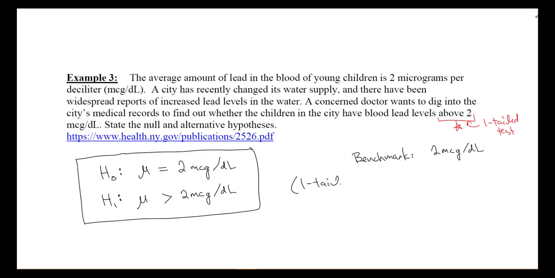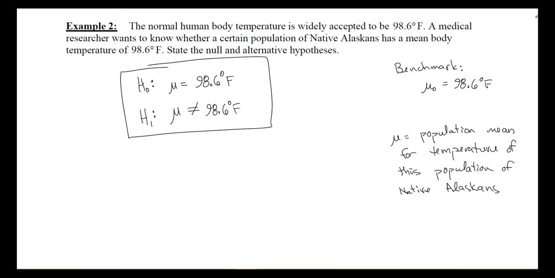Okay, let's go back to the two previous ones and just look at them again so that you can see the difference. Let's look at this one. Does it say anything about knowing whether the body temperature is above or below this benchmark? No, it just wants to know if it's equal. So there's nothing steering us in a particular direction. If nothing is steering us in a particular direction, the default is a two-tailed test. So that's what we're going to do.